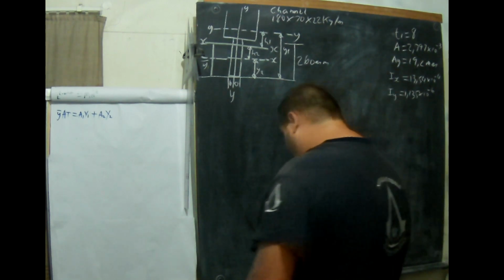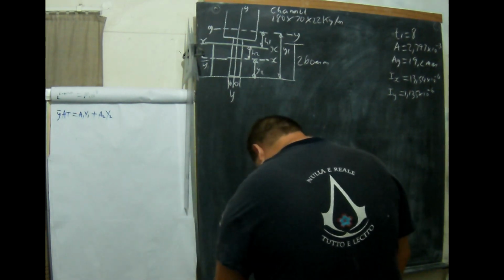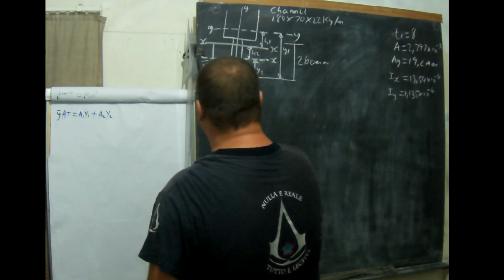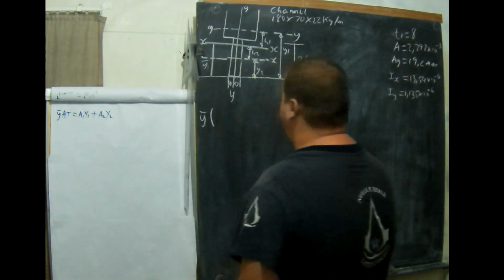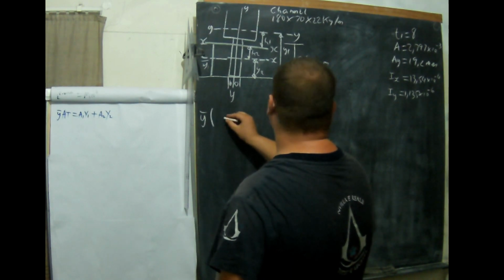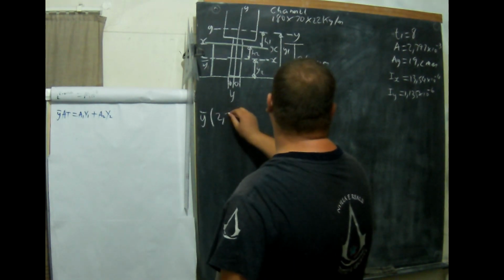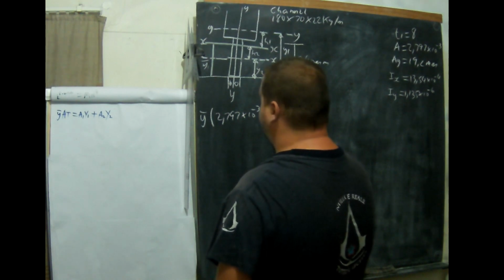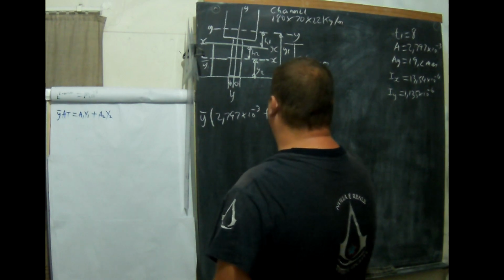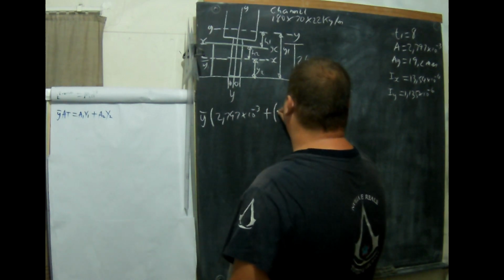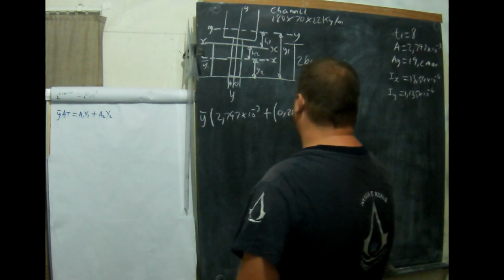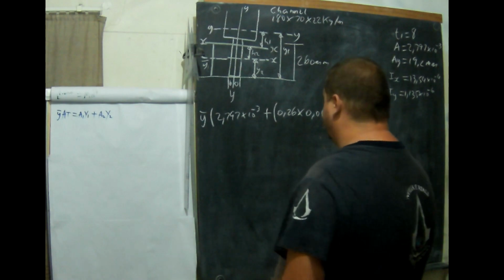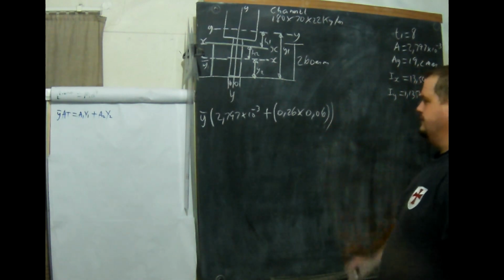So, how that'll work, now let's put it into our formula. Right, so, y bar, open bracket. Now, we have 2,797 times 10 to the minus 3 plus bracket 0.26 times 0.06, and that is in a bracket.